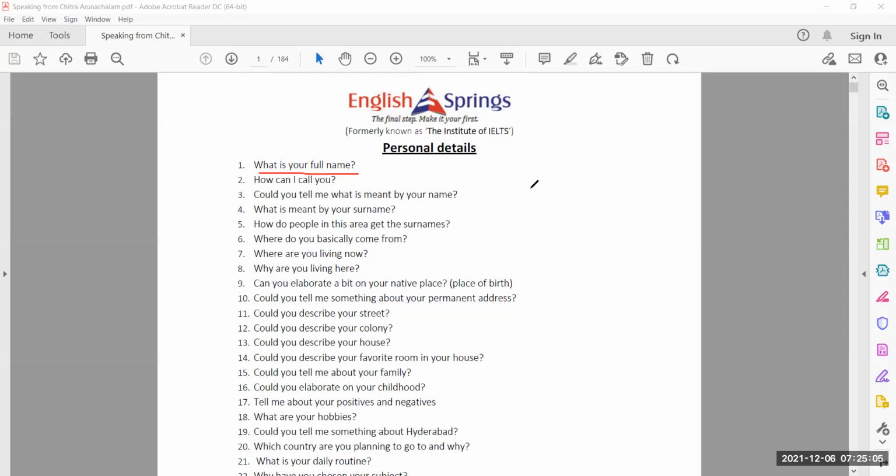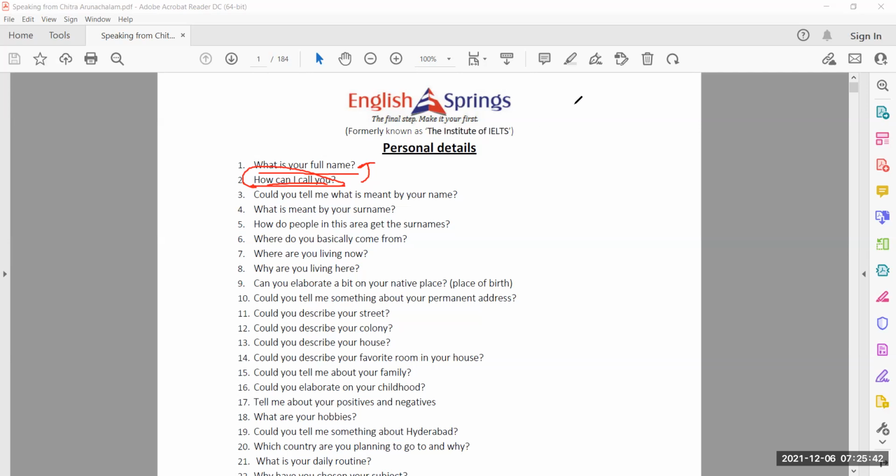My full name is Chitra Arnachalam. My name is named after an association called Citra, which is located in Coimbatore. So it is enough just to say your full name, or else if your name has a meaning, you can add that. And also you can accompany this answer with: you can call me Chitra, as my friends and relatives do. Okay, but if you don't say how to call you, then definitely the examiner will ask you this as a sub question.